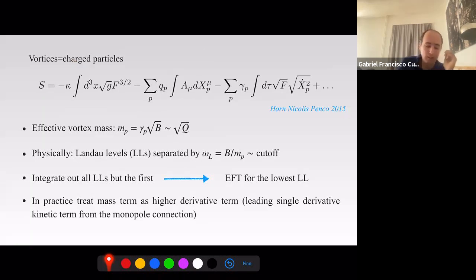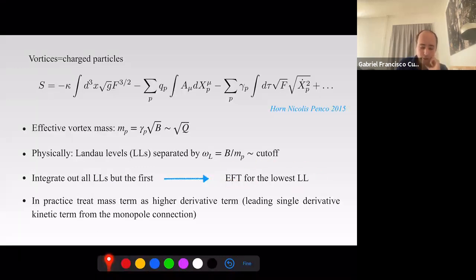Just by dimensional analysis, the action will have two terms: the gauge coupling and the Nambu-Goto worldline action. The mass of the vortex, just by dimensional analysis, can only be square root of Q, or square root of the magnetic field. And this means that physically the vortices, so charged particles in a magnetic field, will arrange in Landau levels, separated by gaps of B over M, which are again of order the cutoff. M is square root of B, so this is order square root of B. This means that the effective field theory will apply only if we integrate out all Landau levels but the first. So we will have an effective field theory for the lowest Landau level.